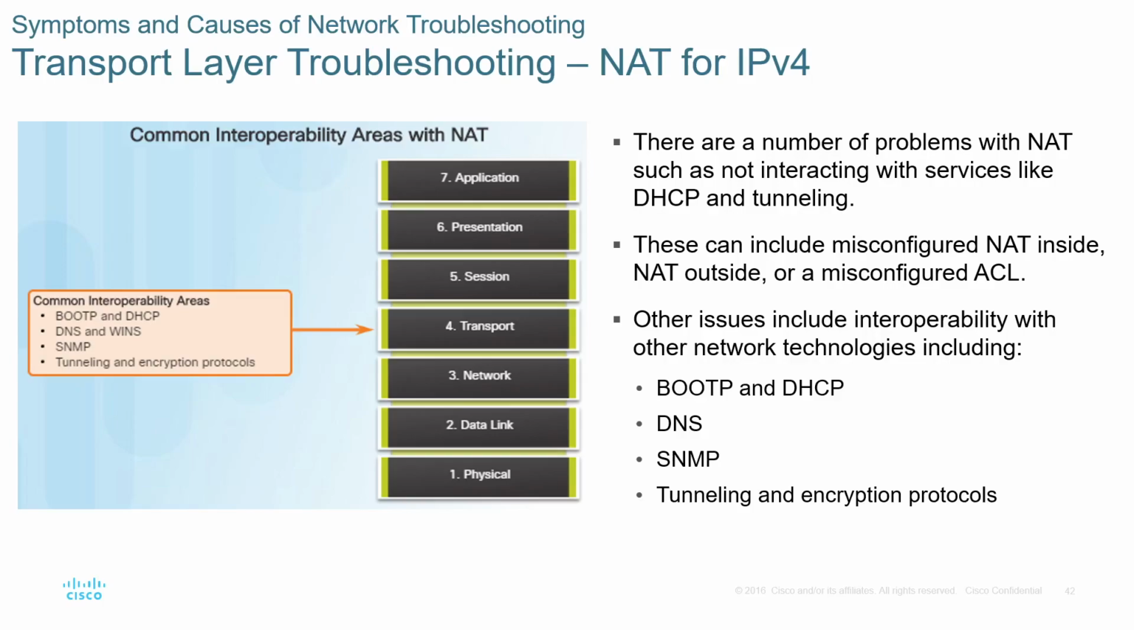When troubleshooting the transport layer as well, we also need to troubleshoot the protocols associated to the transport layer. We need to troubleshoot DHCP to check if DHCP is working, DNS, SNMP, tunneling if we have tunneling, and the encryption if we have VPN tunnels, and so on.